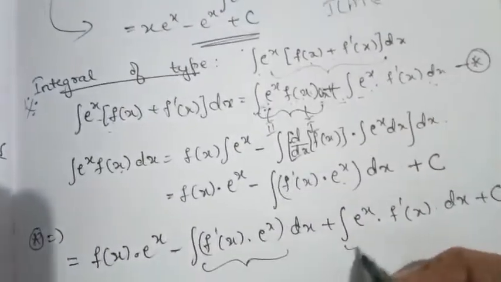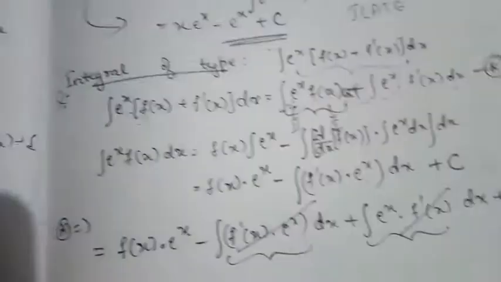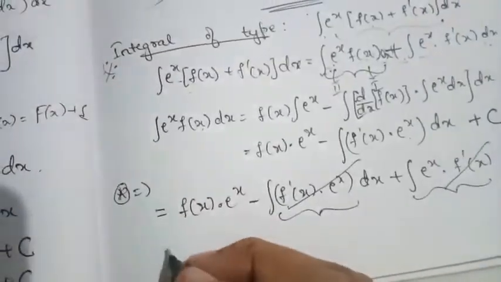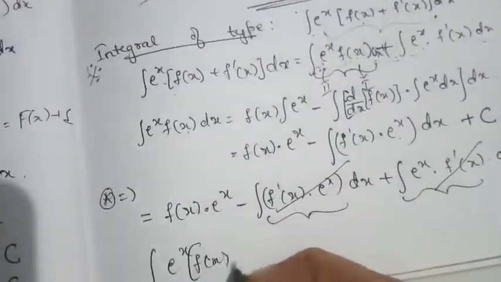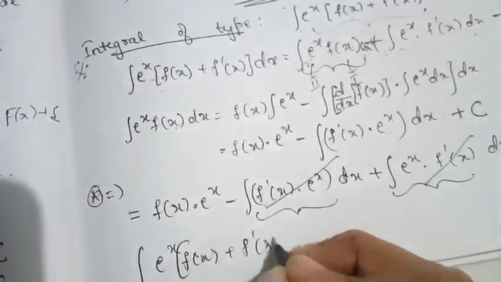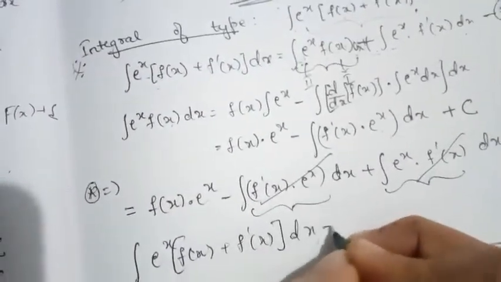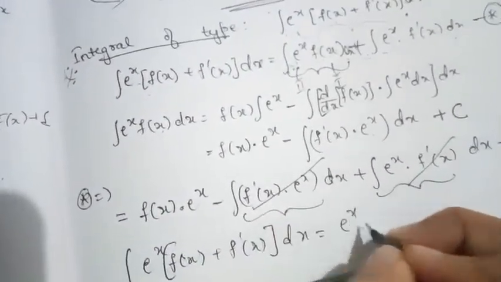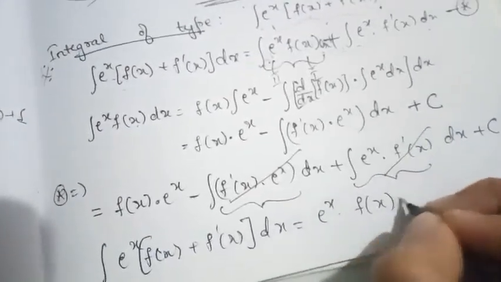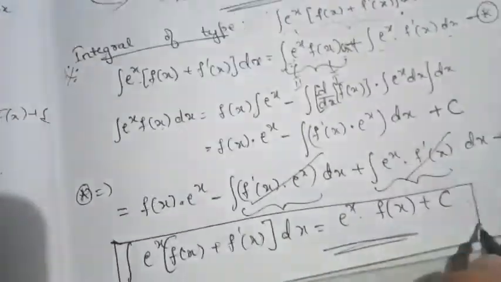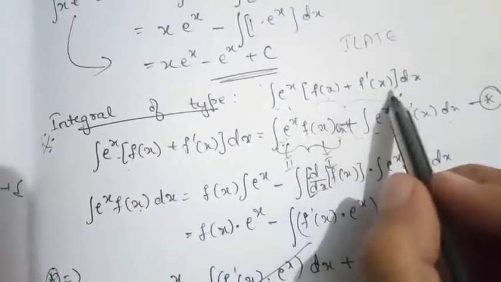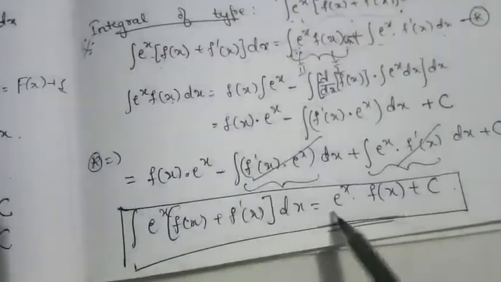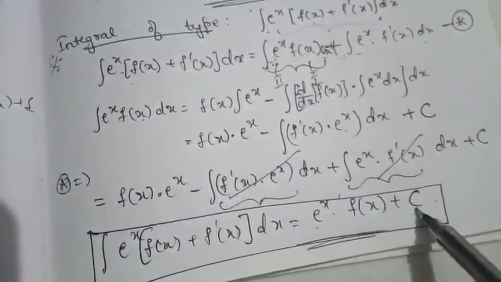Clearly this one and this one get cancelled out. The remaining is integration of e power x into f of x plus f dash of x into dx. This one is equal to e power x into f of x plus c. So this is the formula for the type: integration of e power x into f of x plus f dash of x dx is equal to e power x into f of x plus c.